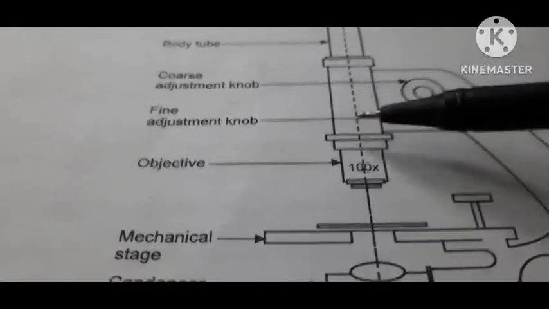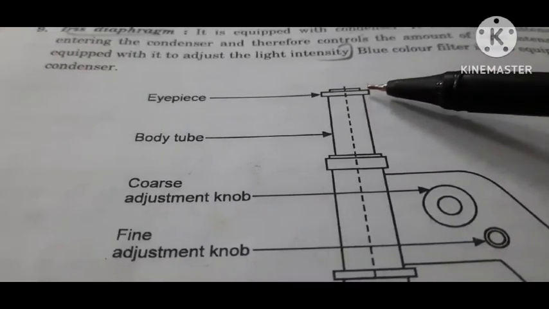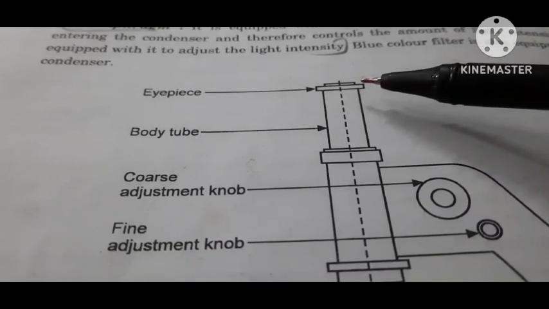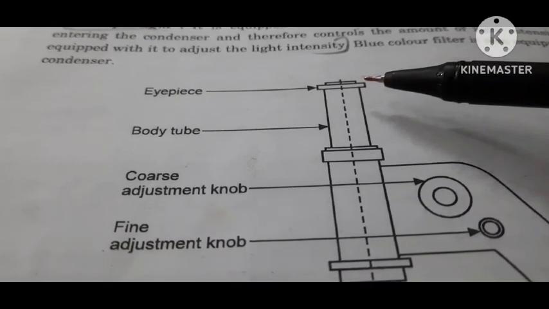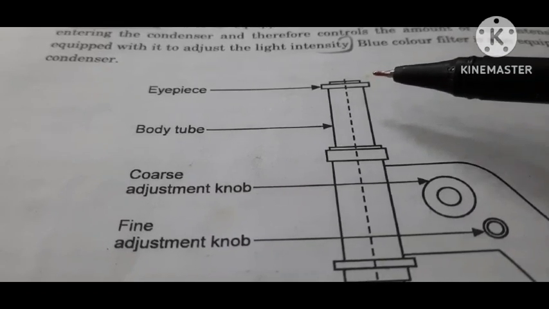a body tube. The upper end of the body tube ends with the eyepiece, and through this eyepiece you can observe the specimen. Any specimen, maybe microbiological, plant or animal specimen, can be observed with the help of a compound microscope.